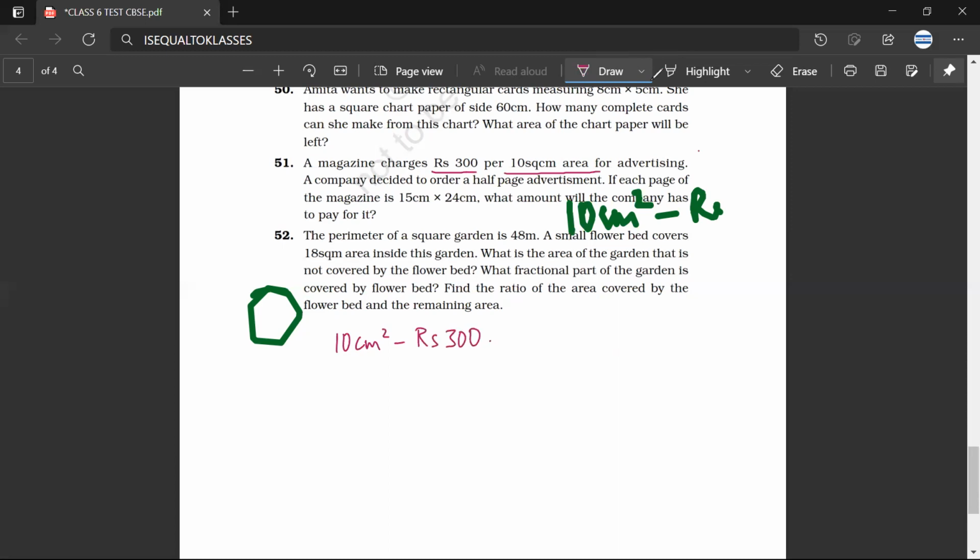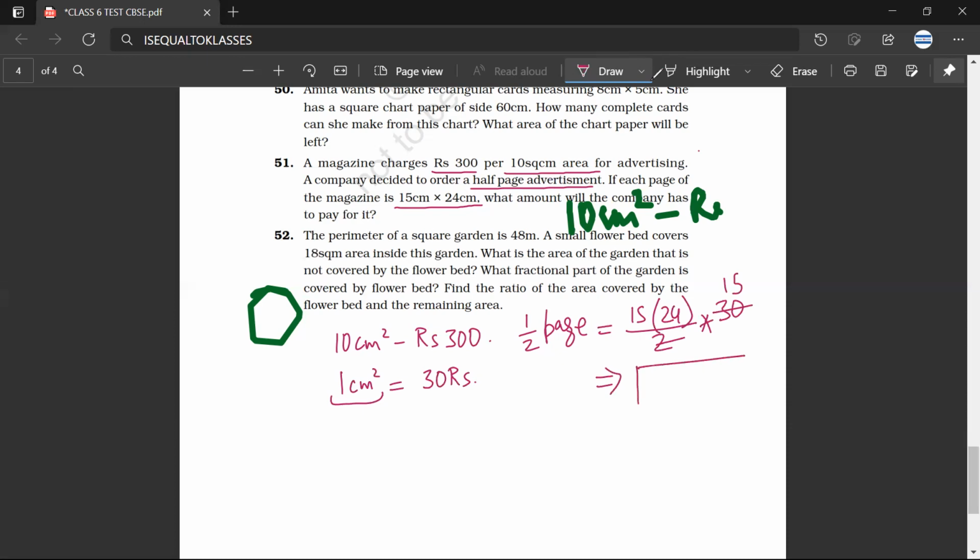The company decided to order a half page advertisement. If each page is 15 into 24, so half page would be 15 into 24 divided by half. Sarthak, am I correct? Yes, sir. So for 1 centimeter square, I am giving 30 rupees, and for this much centimeter square, I'll be paying into 30. So 2, 1, the 15. And what is the answer, Mr. Sarthak? So 5400.